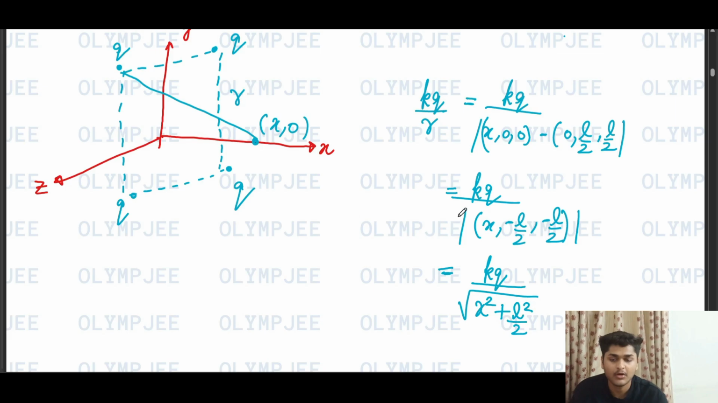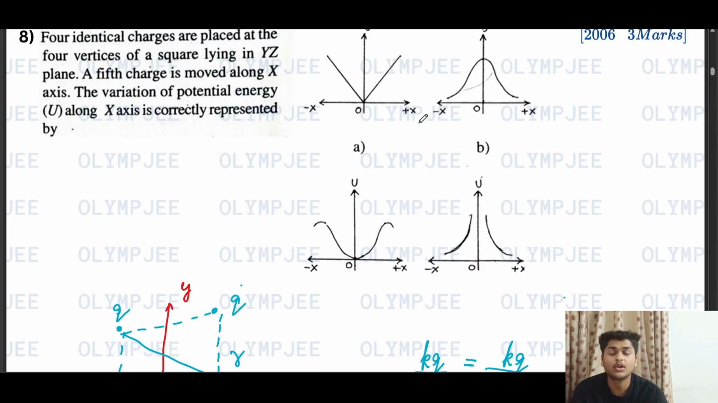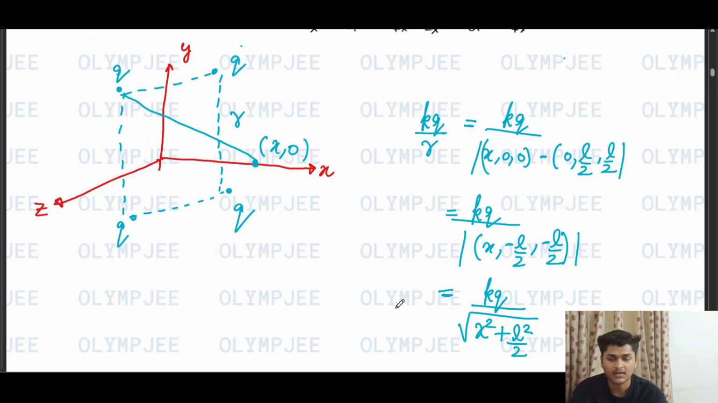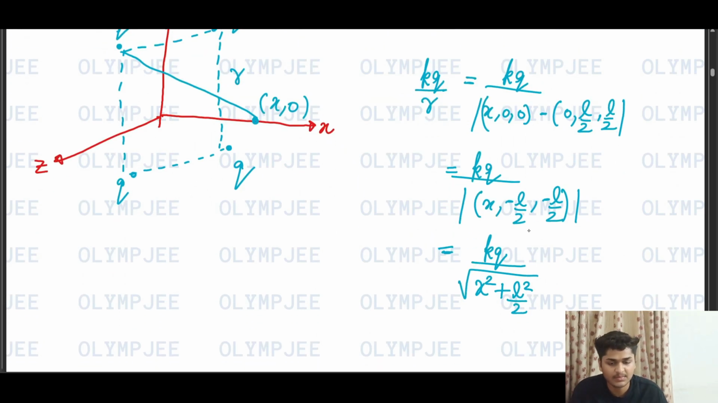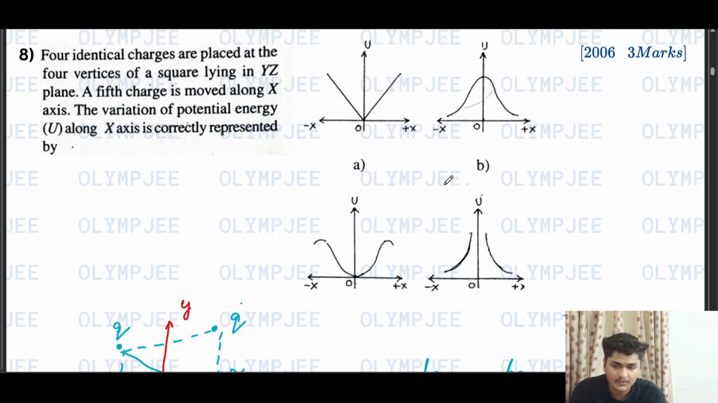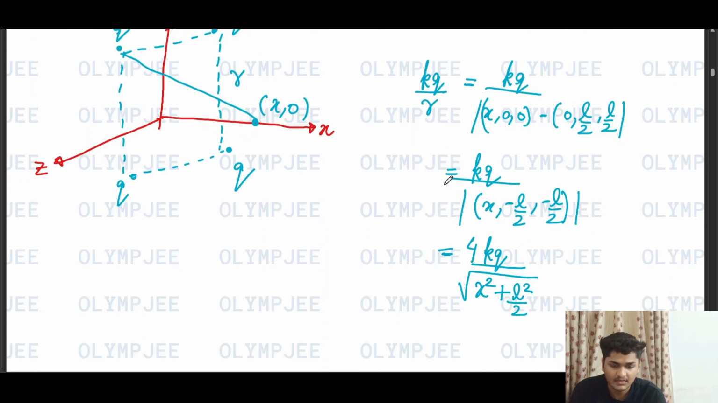And always remember that potential is not a vector quantity, it is a scalar quantity, so there is no direction, so we don't need to take any cos or sine theta, so we'll just multiply it by 4 because of the symmetry. The potential due to each charge will be this only, so we'll multiply it by 4. So this is the equation of the graph, and so let us check one by one.